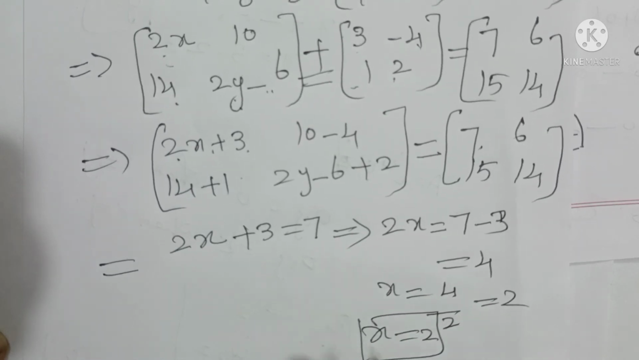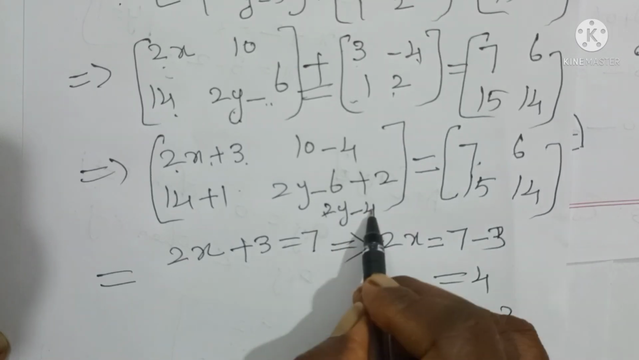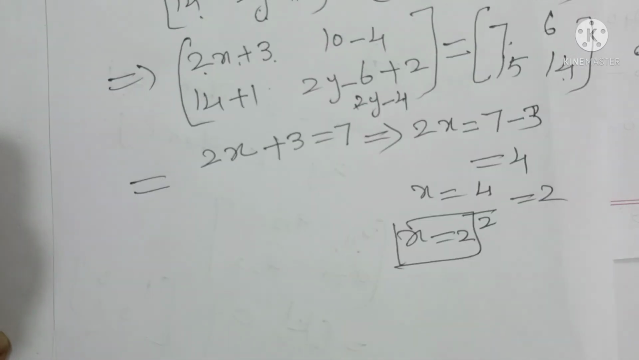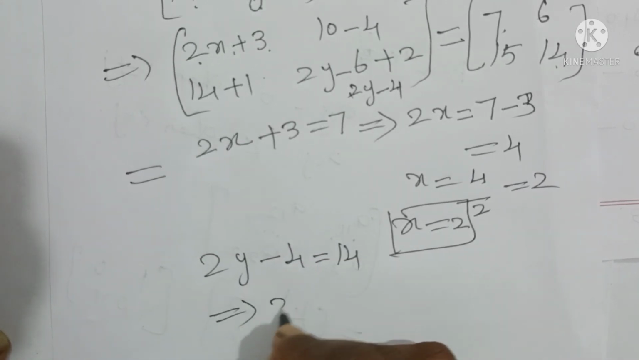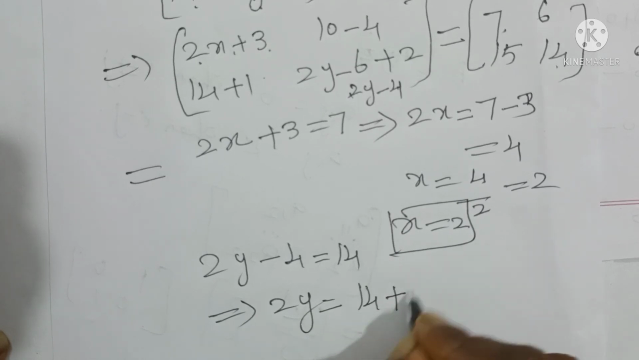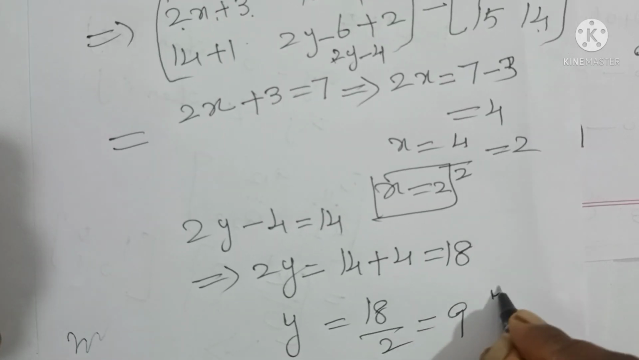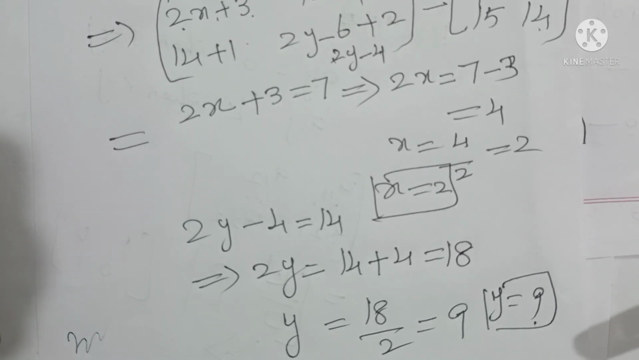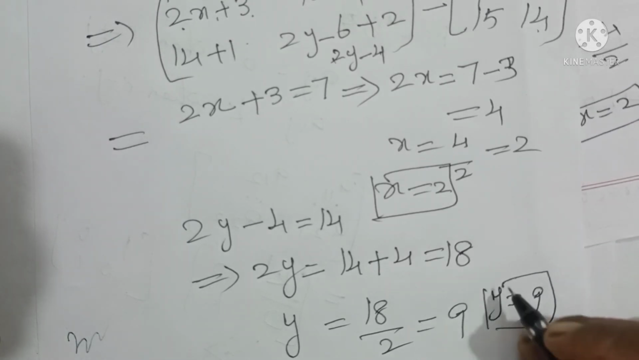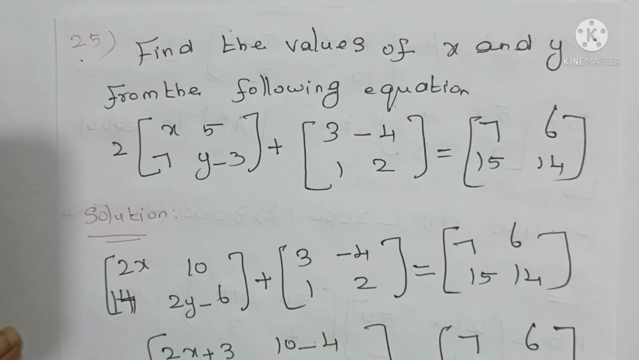Then take this term: here 2y minus 4, correct. So 2y minus 4 is equal to 14. This implies 2y is equal to 14 plus 4, which is equal to 18. So y is equal to 18 by 2, which is equal to 9. So y is equal to 9. So what are the values of x and y? 2 and 9. So this is the question and answer.